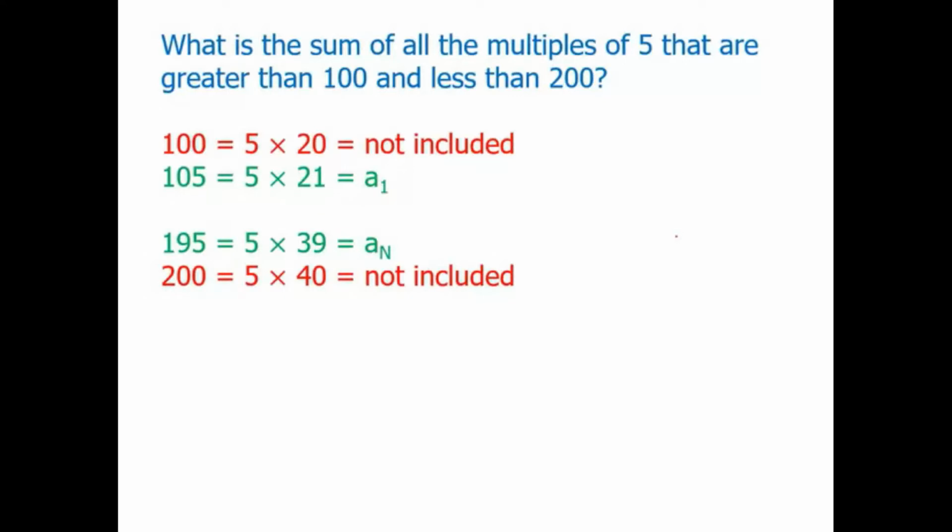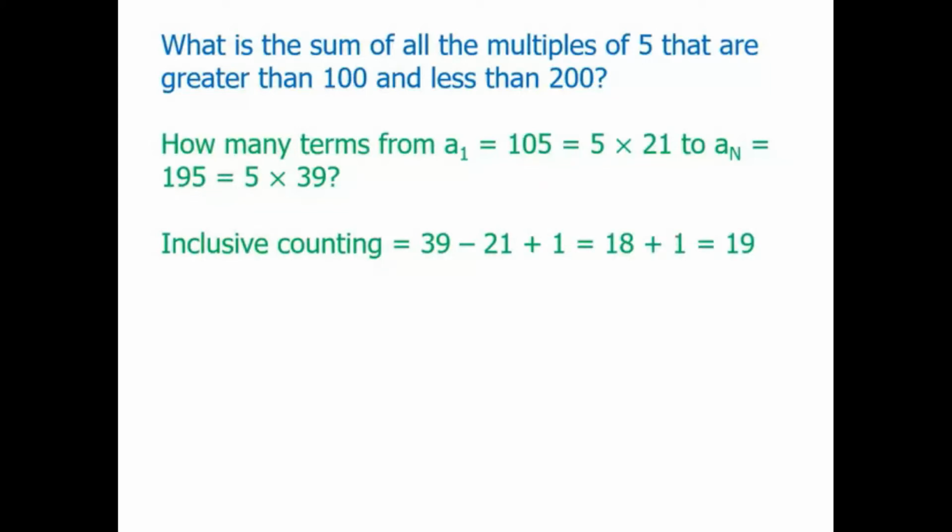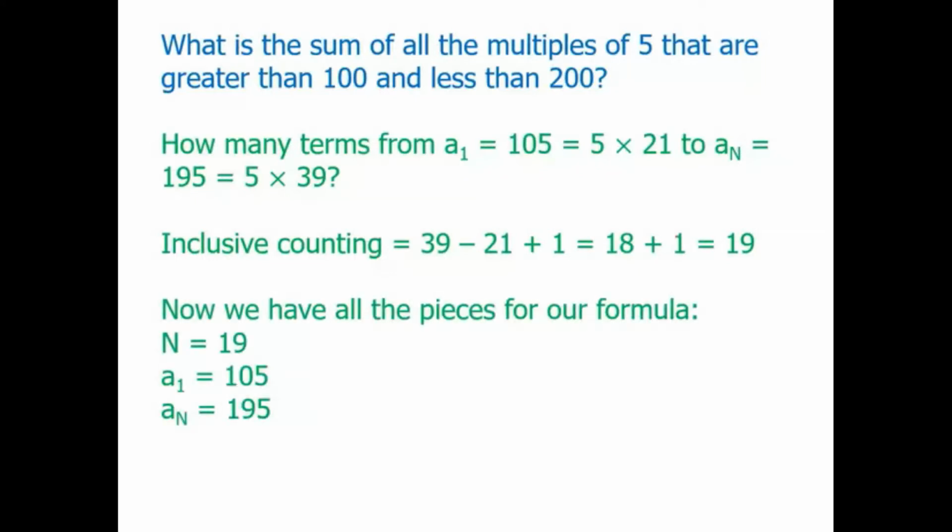So now we know the first and the last term. Well, that's helpful. Now, how many terms are there from that first term to the last term? Well, from 5 times 21 to 5 times 39 is the same number as from 21 to 39. And here we have to use inclusive counting, so it's going to be 39 minus 21 plus 1, which is 18 plus 1, which is 19. So now we have all the pieces. We have the number of terms, we have the first term and the last term. So let's put these together.